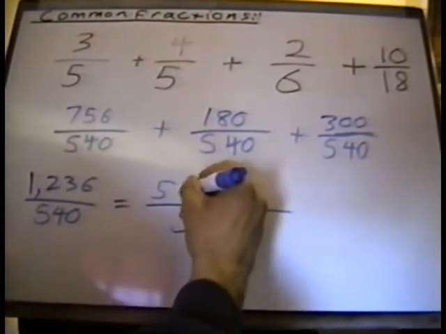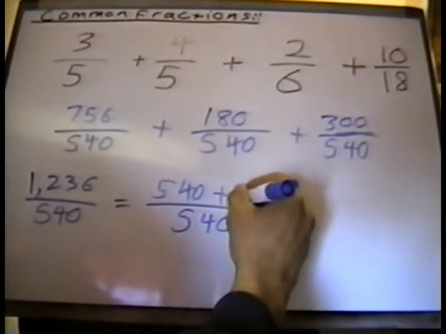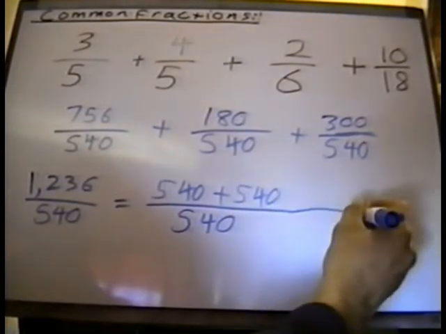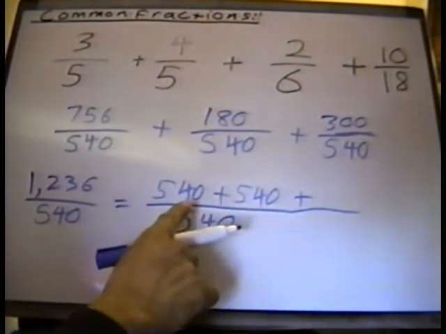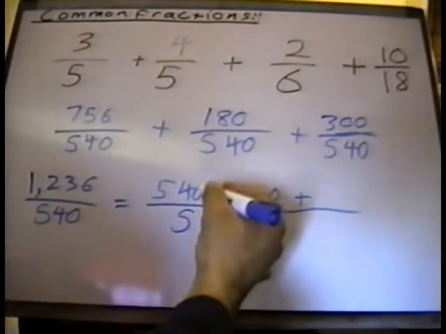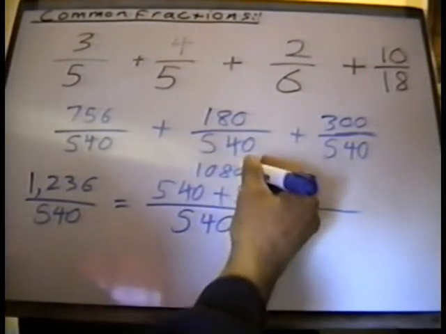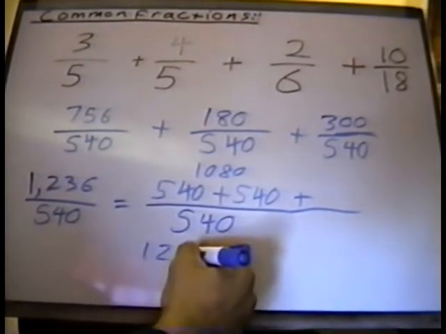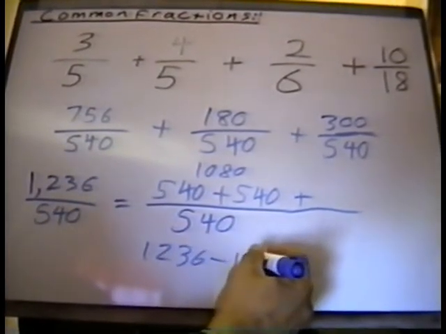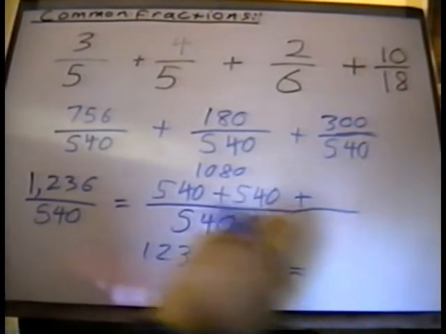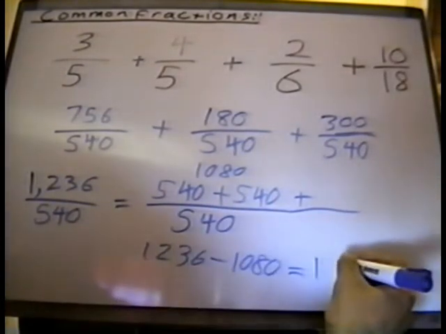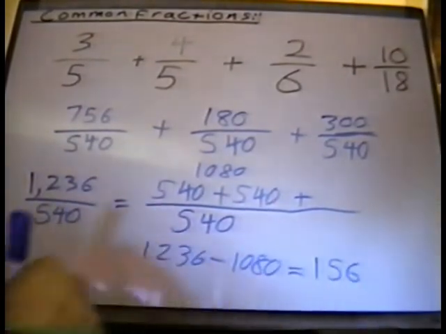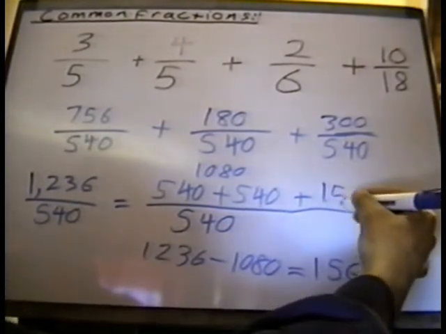So say 540 plus 540, what that equals, 540 plus 540 equals 1,080. Now 1,236 minus 1,080 is going to give you 156. Okay? Now that's what you got left over to put here. 156.